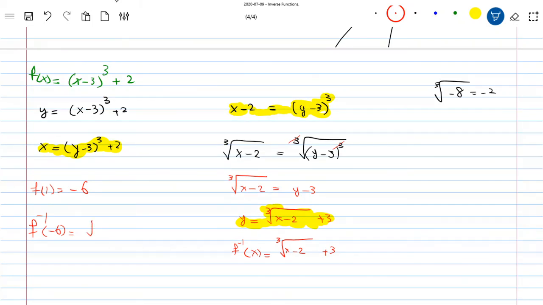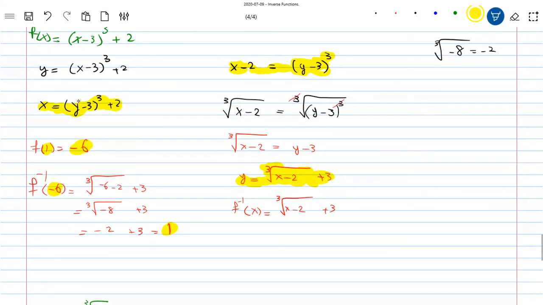So let's try this. Cube root of negative 6 minus 2, plus 3. What do you get? Cube root of negative 8, plus 3. This is negative 2 plus 3. What do we get? Positive 1. So if you compare, you put 1 into f, you get negative 6. If you replace negative 6 into the inverse, what you get is 1. You're going backward in the loop. Okay. This is just important to check.